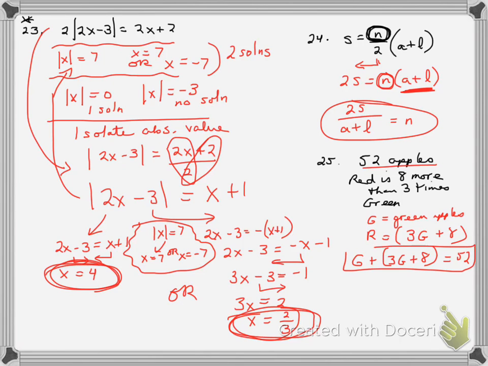So there's your equation. Most of you had something pretty similar to, though you did sometimes confuse me with your parentheses. But this is really what we're thinking. We're thinking green plus red equals total. Okay, now we just simply add those together. We're going to get 4g plus 8 equals 52. This was not a problem for most of you. 4g, subtracting 8 out, let's see, that'd be 44. And my green apples equals 11.